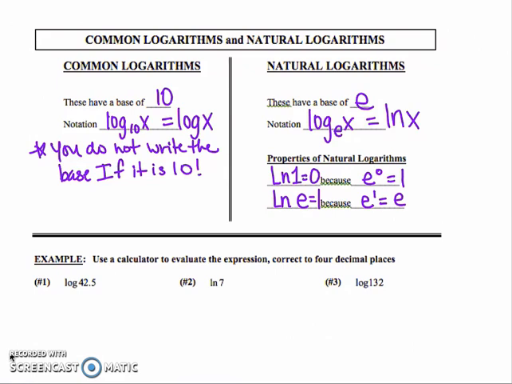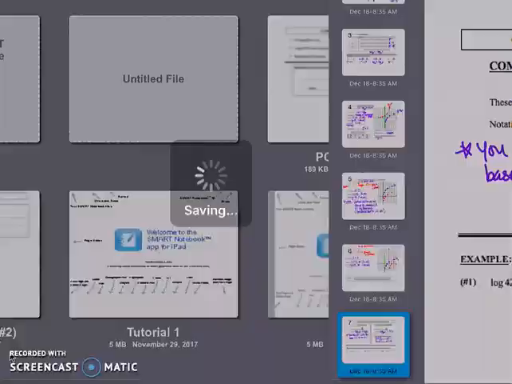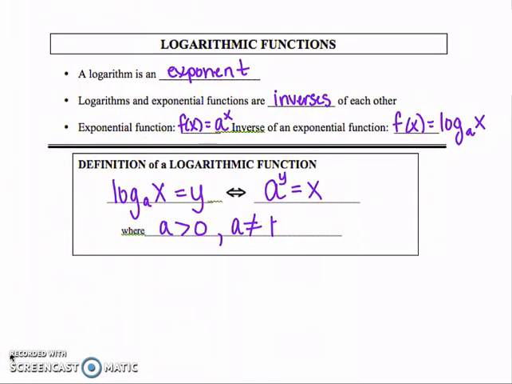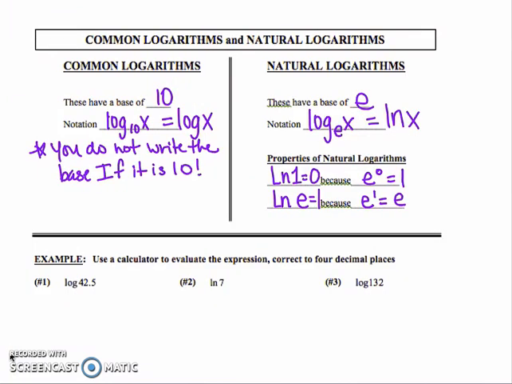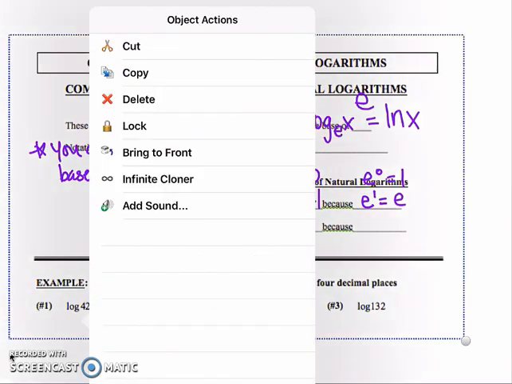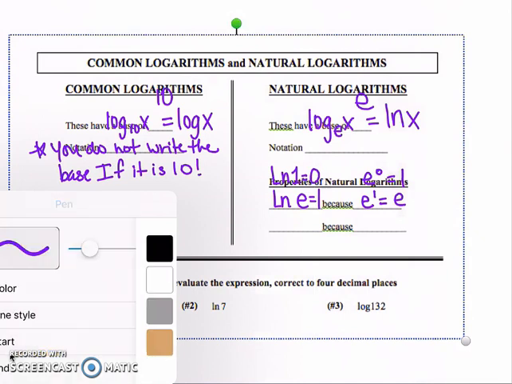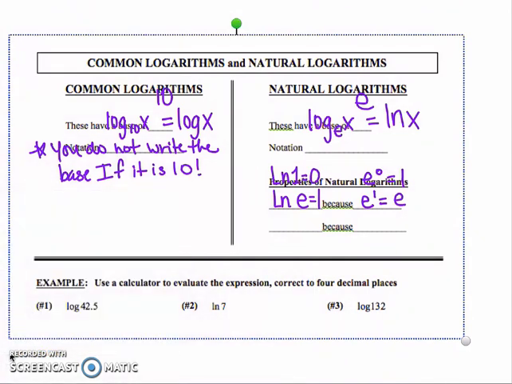So for our last examples today, we're just going to practice using the LOG and the LN buttons on the calculator. Sorry about that. So grab your calculator and we're just going to type these in. Example number 1, log 42.5, you should get 1.6284.